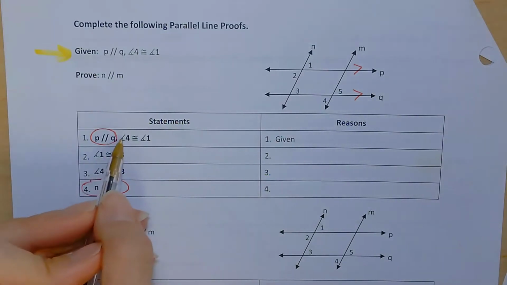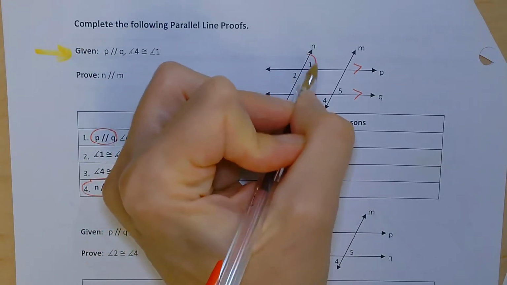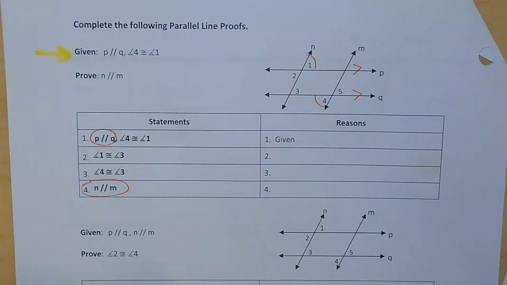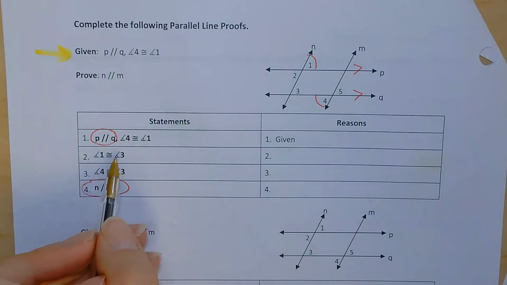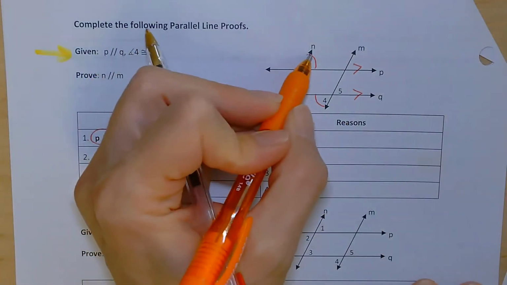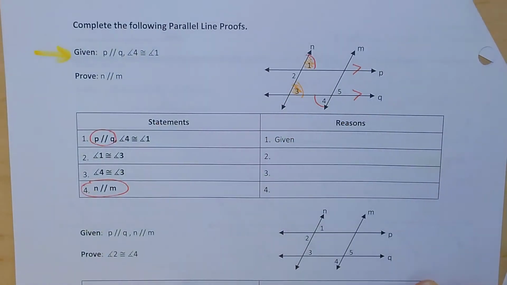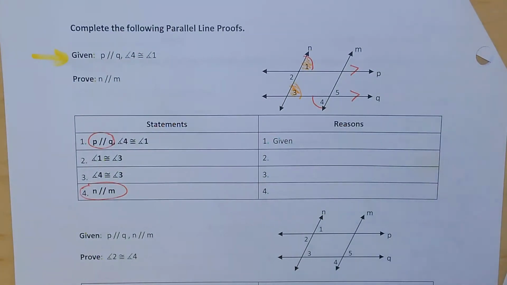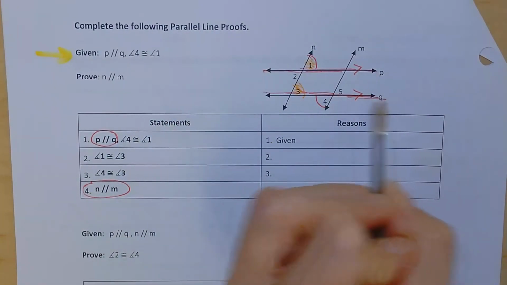And then we're going to mark angle 4 is congruent to angle 1. So we're going to put an arc mark on 4 and an arc mark on 1. Step 2. They want to know why 1 is congruent to 3. So you go up to your picture and you look at angles 1 and 3. So I'm just going to kind of color in angles 1 and 3. And you have to ask yourself, what logical reason would they have to say that 1 could be congruent to 3 if P is parallel to Q?